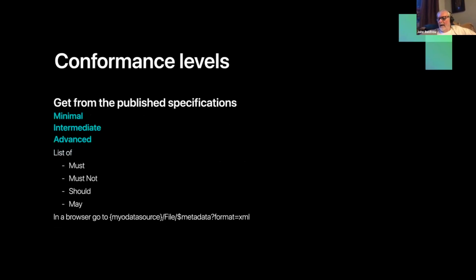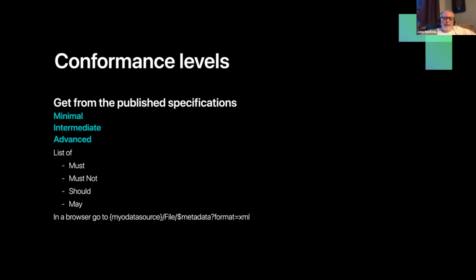And so 4.01, within the specification, has 3 different levels that you can declare: this is where I'm at with this level. And it's a whole list of: it must do this, you mustn't do this, you should be able to do this, and you've got to comply with everything else.